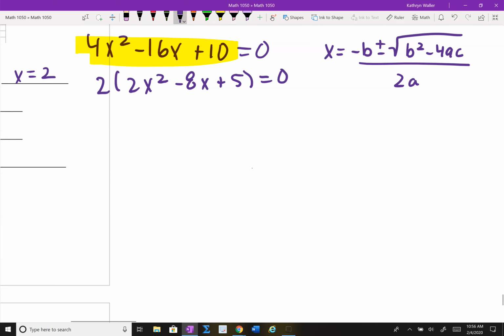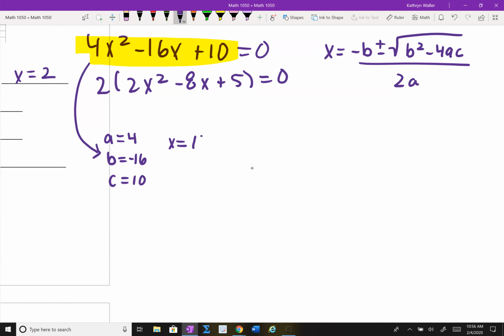Okay? Maybe don't highlight him, but just draw an arrow right there. Okay? And I want you to say a equals 4, b equals negative 16, c equals 10. I'm going to apply the quadratic formula using those values, okay? So everybody go x equals negative b.